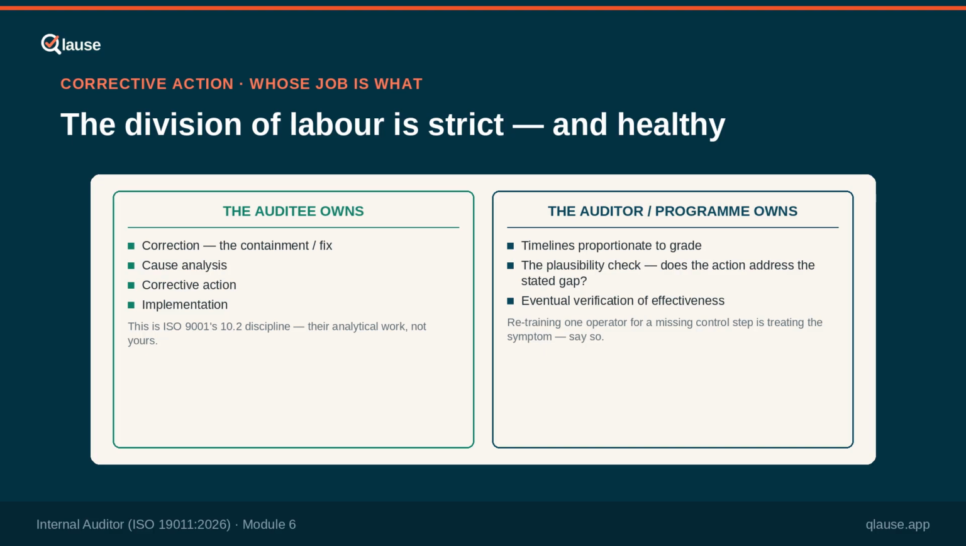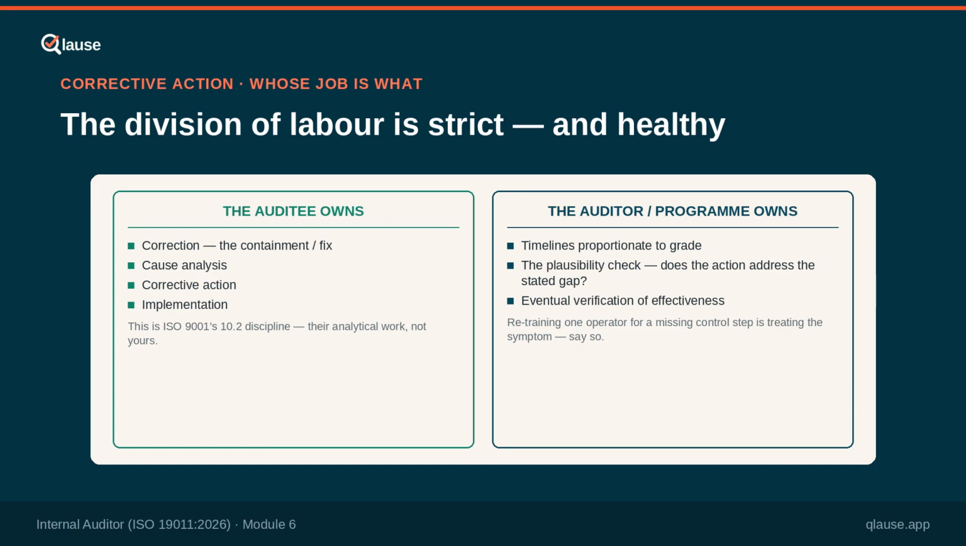Corrective action and the division of labor, which is strict and healthily so. The auditee owns the correction, the containment, or fix. They own the cause analysis, they own the corrective action, and they own its implementation. That is ISO 9001's Clause 10.2 discipline. And it is their analytical work to do. The auditor and the program own 3 things. Timelines proportionate to the grade, the plausibility check. Does the proposed action actually address the stated gap?